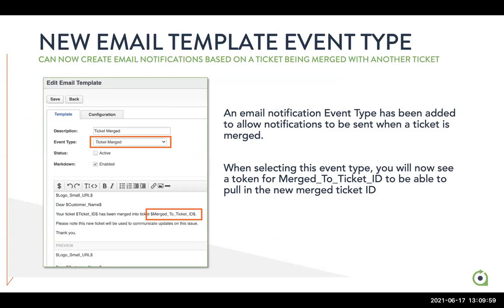There's also a new email template event type called ticket merged. So with the event type ticket merged, you can now create email notifications when you merge two tickets together, that can trigger an email notification to go out to the client or to your internal team. There is a token now called merged to ticket ID that you'll have access to. If you choose that event type, you'll be able to put in the merged to ticket ID for the customer so that they know what ticket number is involved now.